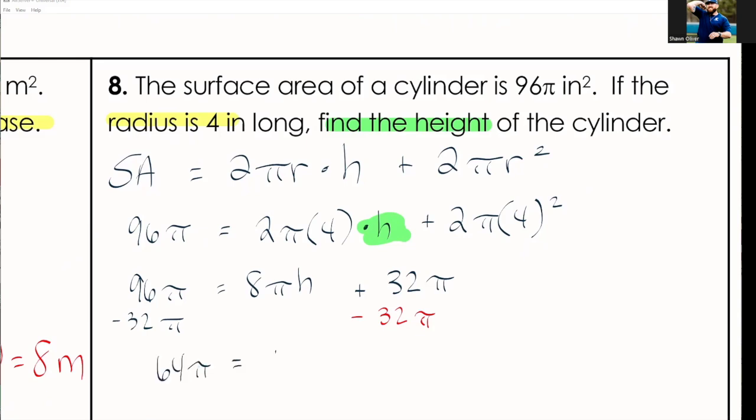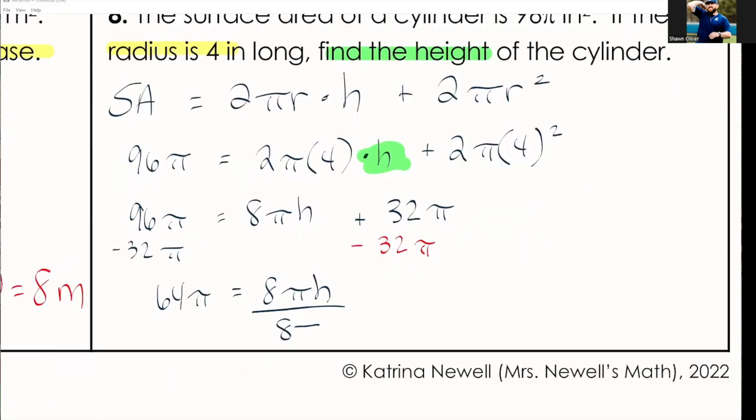How come we could put those two together? Why couldn't we just subtract them? They were both in terms of pi. We can always combine like terms with addition or subtraction. Final thing, divide both sides by 8 pi. So our height is 8 inches.